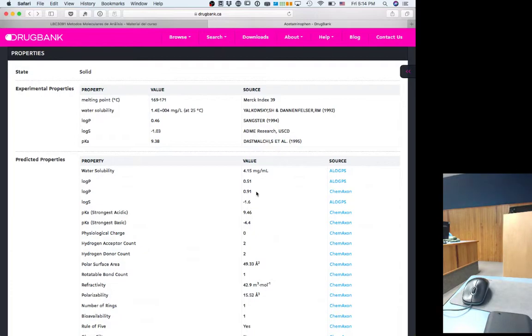So log P 0 means it's equally soluble in water and organic solvent. Log P 1 means it's 10 times more soluble in the organic solvent. Log P 2, it's 100 times, and so on. And the same for the negative value.